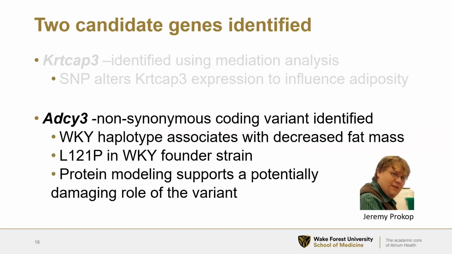So the second gene I'm going to talk about is ADCY3. Here in the HS rat, it was the WKY haplotype that led to decreased fat mass. When we looked at the founder sequence, we found a leucine to proline in the WKY founder strain only. And so I reached out to Jeremy Prokop, who also used to be at MCW. I don't think he's here today, which is sad. But he did protein modeling that supported that this amino acid change is likely damaging.